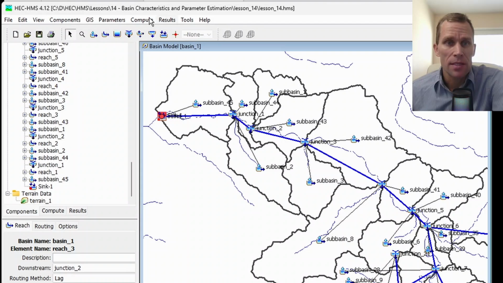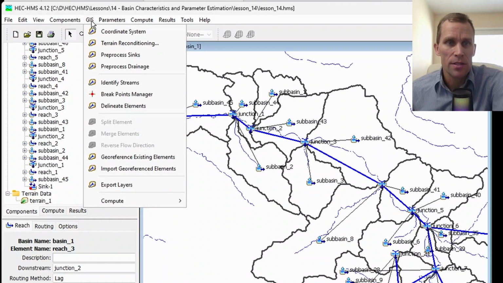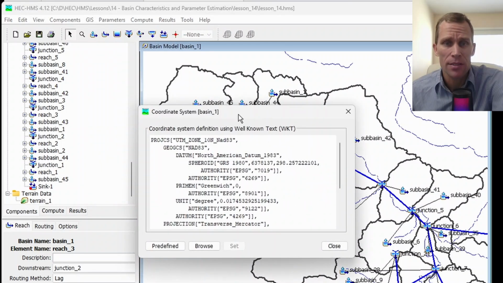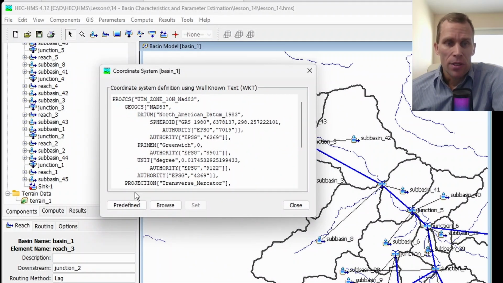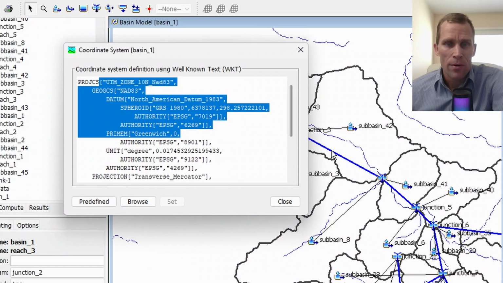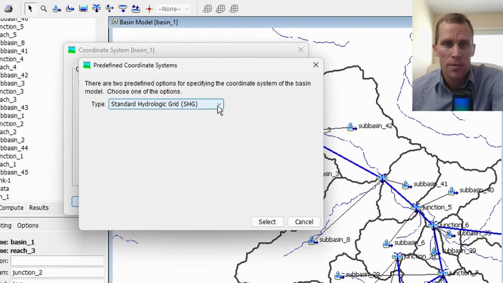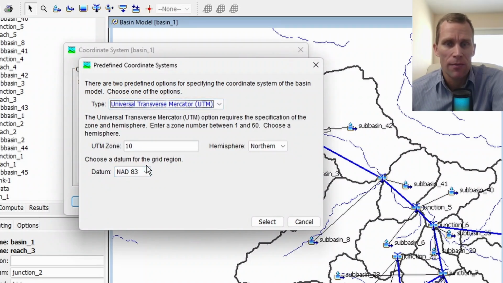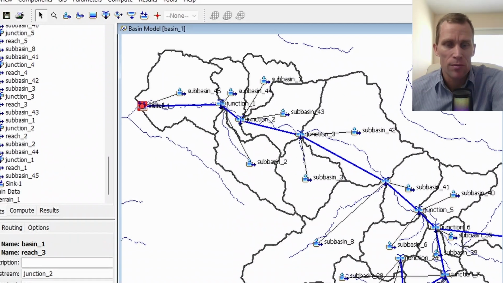The last part of this lesson, I want to talk about the coordinate system. So if you go up to GIS and coordinate system, I have touched on this a few times in other lessons, but what I wanted to say here is what the user's manual says about it. Right now, we already have a coordinate system for this particular terrain and basin. But if you click predefined, the two options are SHG and UTM for standard hydrologic grid and universal transverse Mercator. If I select UTM, I do have to put in a few other values, but I'm going to click cancel out of that and just show you what the user's manual has to say.